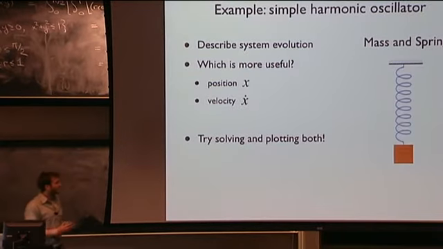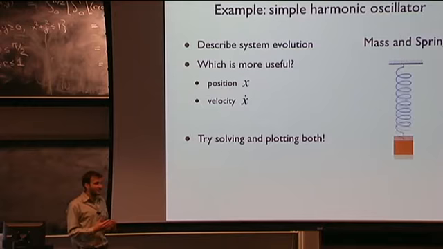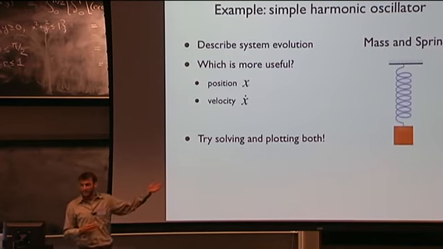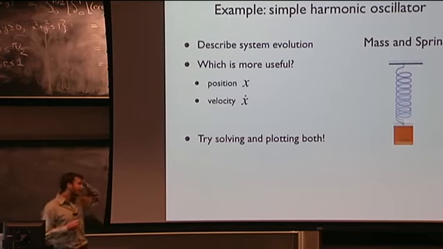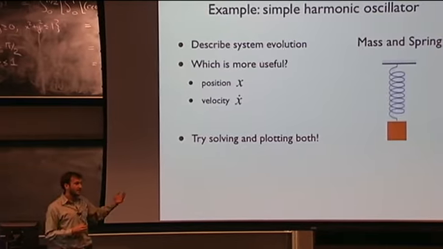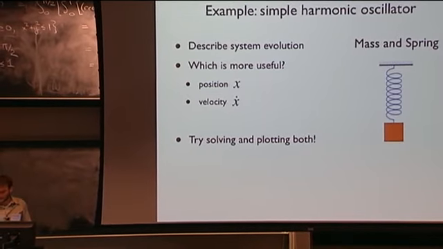So I'm going to start with an example of a mass and spring, which is a simple harmonic oscillator, hopefully to motivate phase space. What I'd like to do is describe the evolution of this mass bouncing up and down in 1D. But I don't really know which is a more useful description, to plot its position as it changes over time or its velocity. So what I'm going to do is go ahead and try solving for and plotting both.